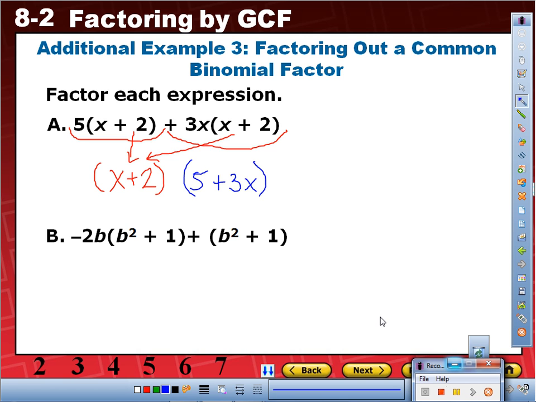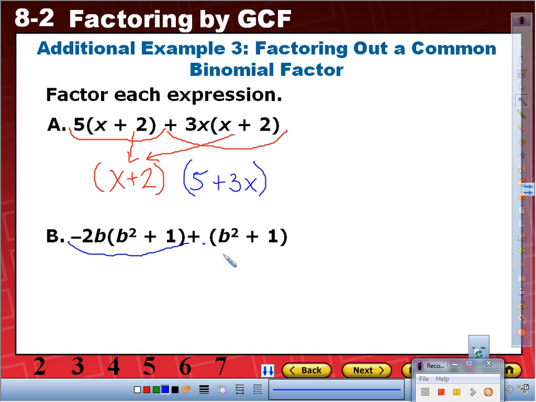Do letter B by yourself. Nice and neat. All right, let's see. What does this first term have that this second term has? B squared plus 1. That's my GCF, and that's my first factor. So what's left of my first term? Negative 2b. What is left of my second term? Plus 1, because there's a 1 right here, coefficient. So that's my second factor, and we're done.